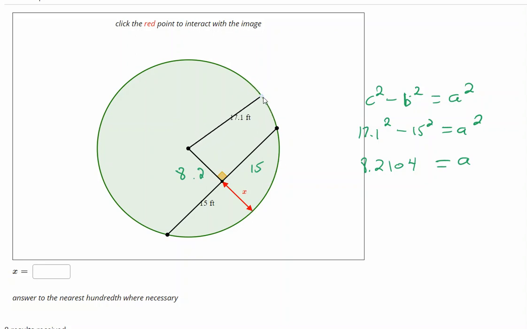So now, look at this. If this is my radius of my circle, what if I extend this thing all the way down to the bottom? Subtract 8.2 off 17. Can you see that this length here really is the whole length down to the bottom? The whole thing is 17.1. So if the whole thing here is 17.1 and this length is 8.2, my last step would just be to go 17.1 minus 8.2 would be X.